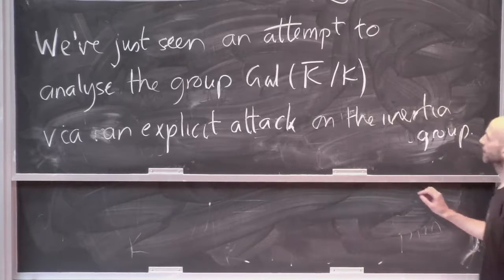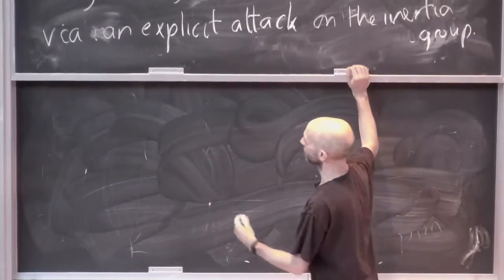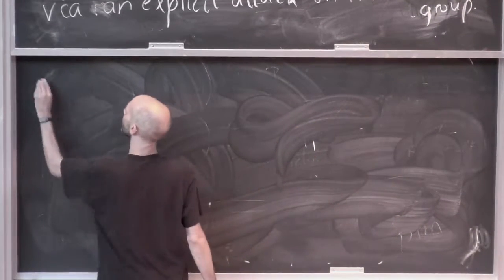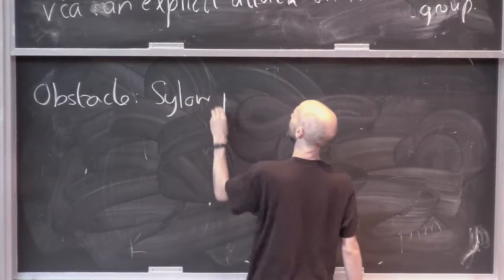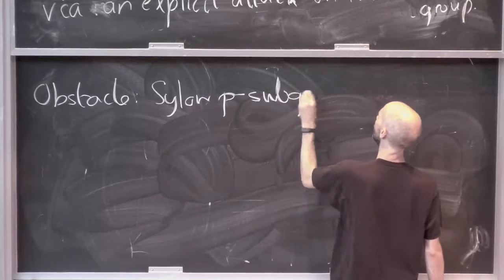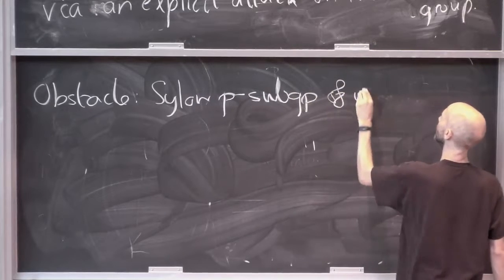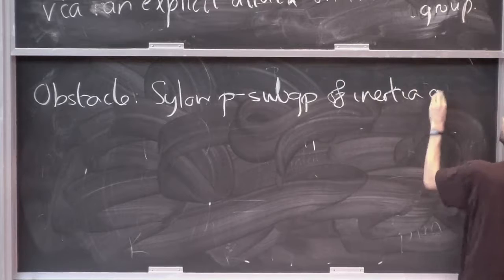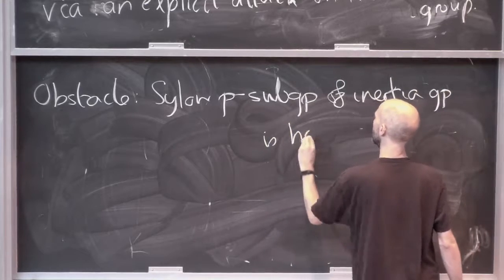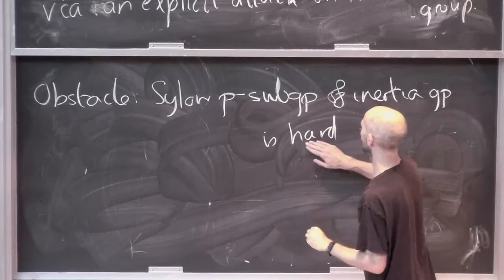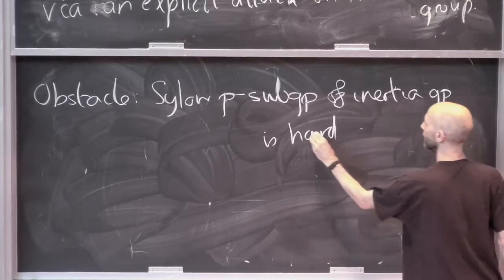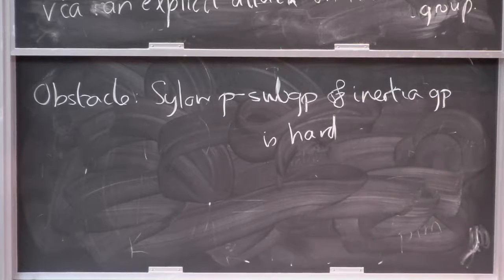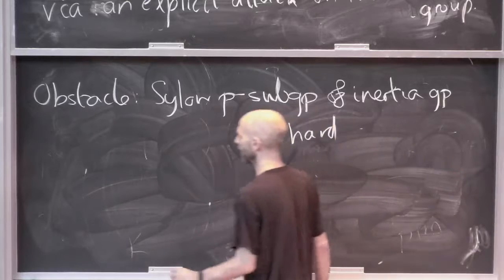So the obstacle you run into is that the Sylow p-subgroup of the inertia group is hard, right? I think there are people that claim to be able to write down generators and relations for this thing, but I've never looked at the details. So here's another approach.